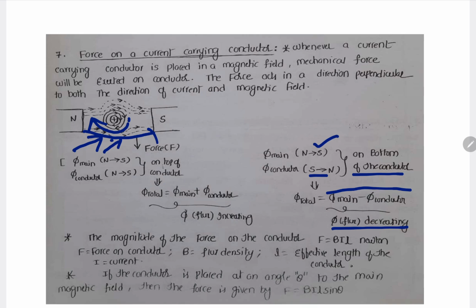The magnitude of the force on the conductor F is equal to BIL. What is the force acting on the conductor? That force is equal to B I L, where B is the flux density, I is the current flowing through the conductor, and L is the length of the conductor. So B I L sin theta, but the theta value is 90, so sin 90 is nothing but 1.